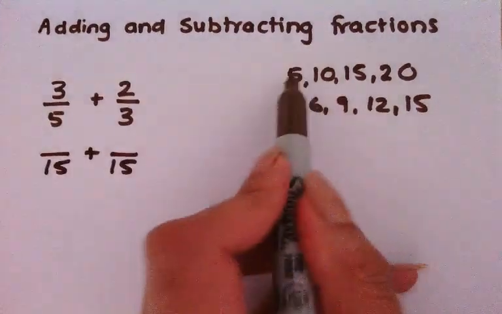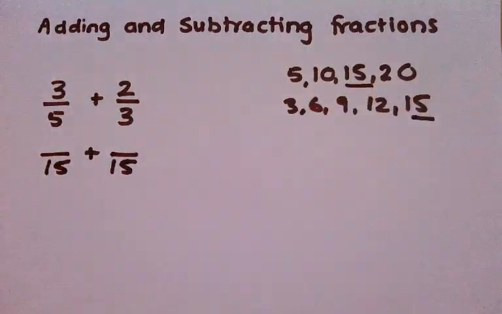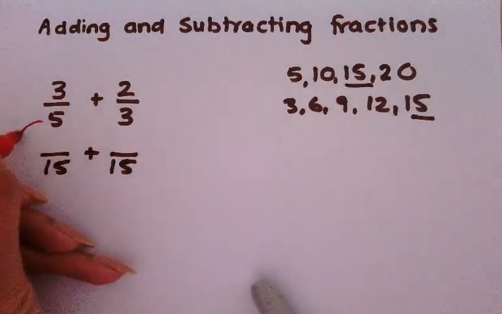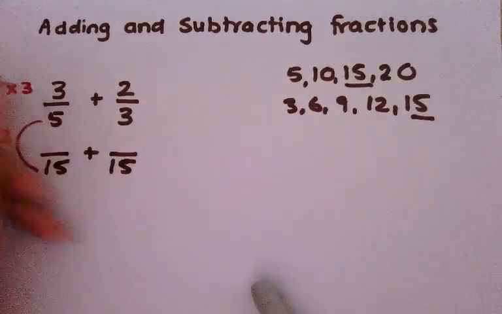Now if we have a look at the 5 and the 3 times table, 15 is the lowest multiple. It's the first number in their times tables. So now I'm going to look at the 5. How do I get from 5 to 15? I times by 3. I need to do the same to the top.